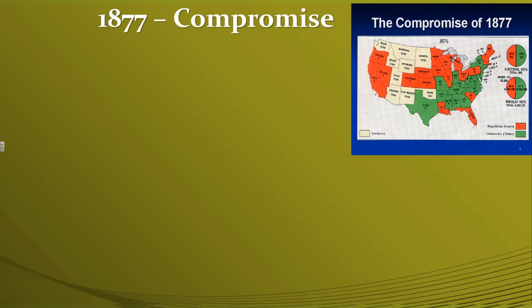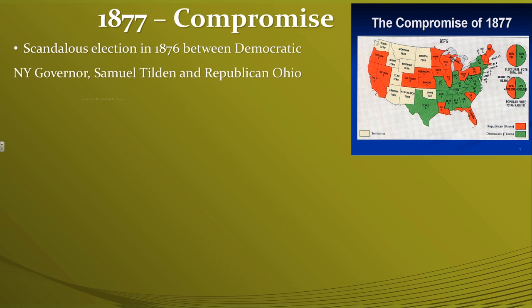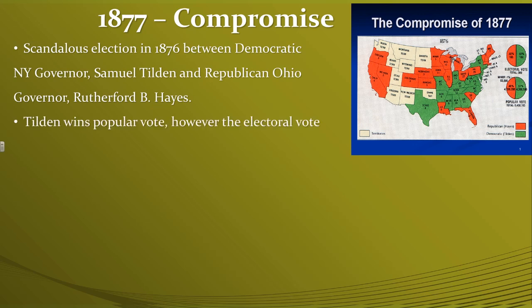Finally, what brings Reconstruction to an end? This is a really good little piece to throw in your writing if you're trying to write about the end of Reconstruction, the Compromise of 1877. 1876 is an election year. We have the governor from New York, Samuel Tilden, who's a Democrat, running up against the Republican from Ohio, Rutherford B. Hayes. You have to win the Electoral College, remember, in order to win the presidential election.